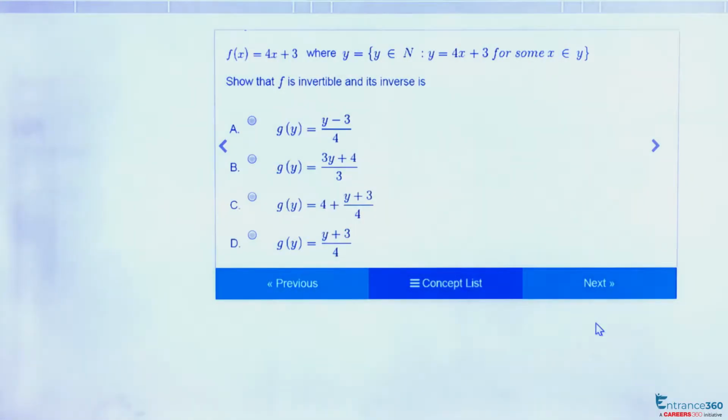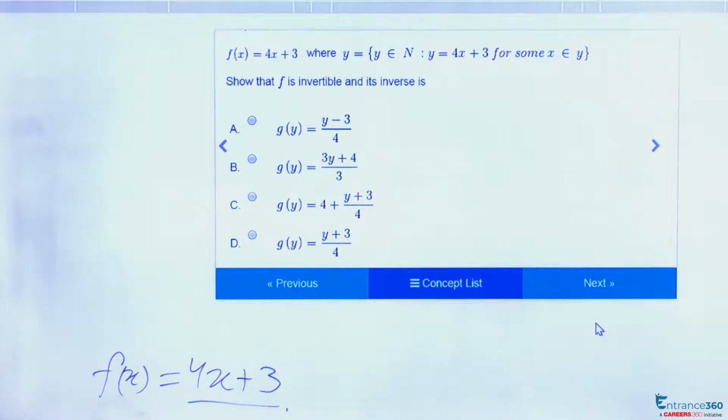Hello students, we have a question from the chapter Sets, Relation and Function. This is a very important question and it has been asked in JEE Main 2008 also. We are given f of x equal to 4x plus 3. Now we need to show that f is invertible and we have to find the inverse of it.